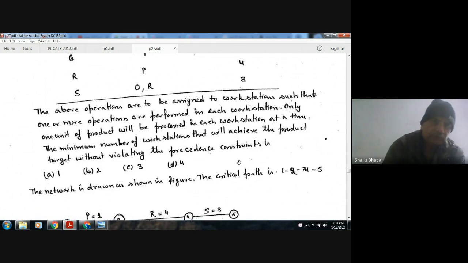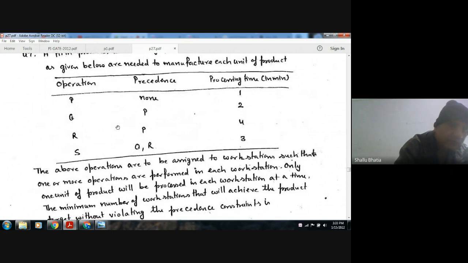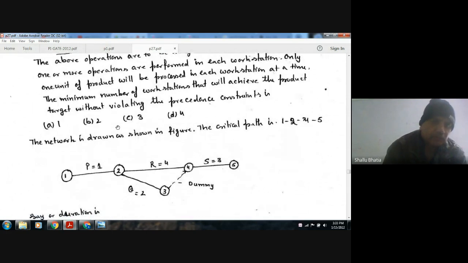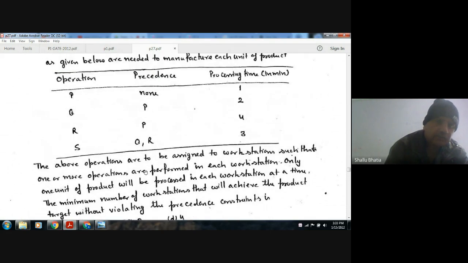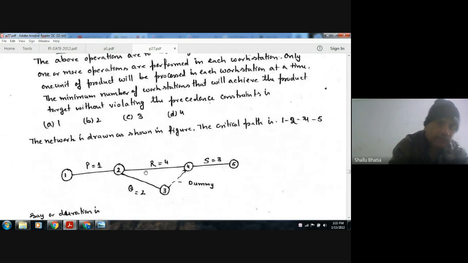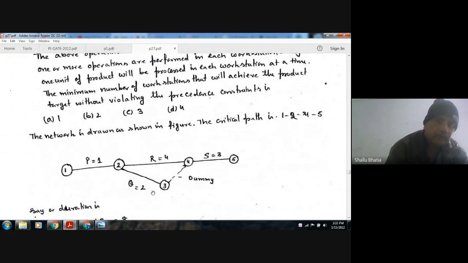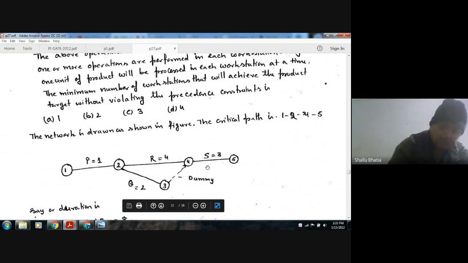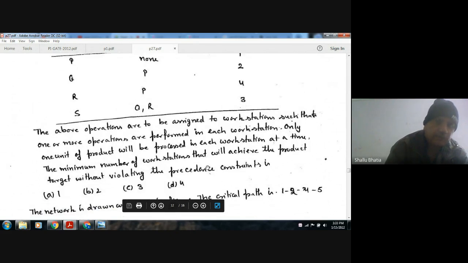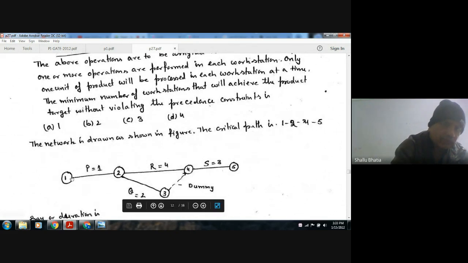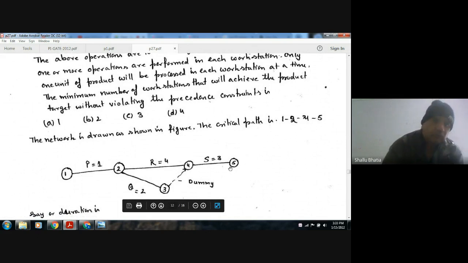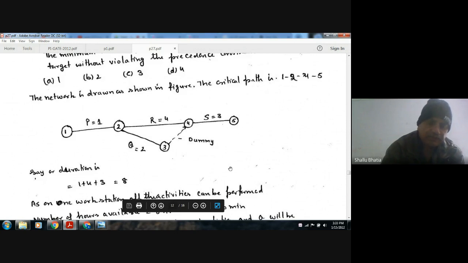Okay. So first of all, we have to draw this network. As P is the first job, so it is the first job. Okay. And R is the second job, and its precedence is P, so we'll draw here. And similarly, the precedence of Q is P, so it will be drawn here. Okay. And then the precedence of S is Q and R, so we'll draw here. Here we can see that this is the critical path 1, 4, 3, or its duration is 1 plus 4 plus 3, that is 8.